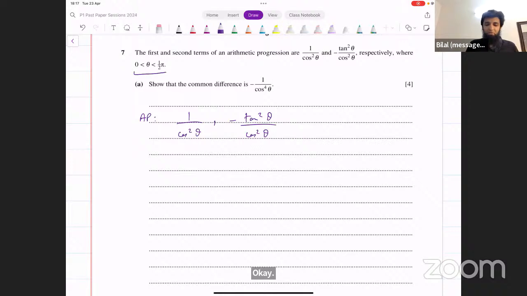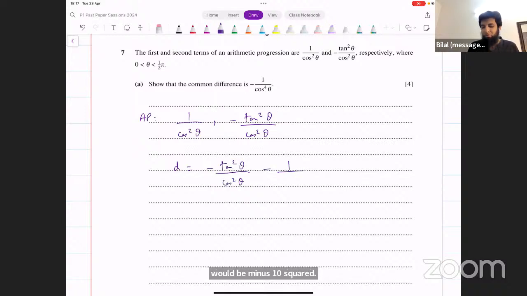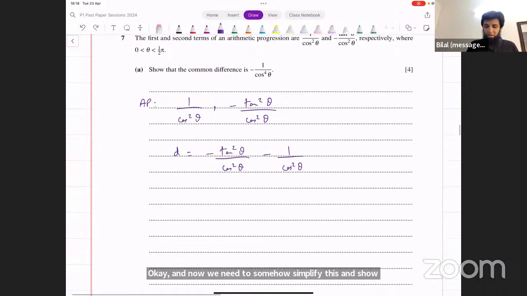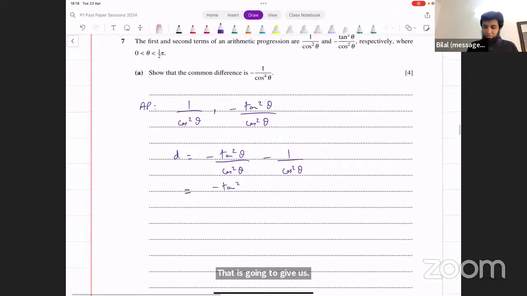Theta is between 0 and pi over 2. Show that the difference is this. How do you find difference of an AP? Next term minus the previous term. So difference would be minus tan square theta over cos square theta minus 1 over cos square theta. Subtract from the second term the first term. Okay. And now we need to somehow simplify this and show that it becomes this. How can we do that? Let's take LCM. And when you take LCM here, that is going to give us minus tan square theta minus 1 whole divided by cos square theta.